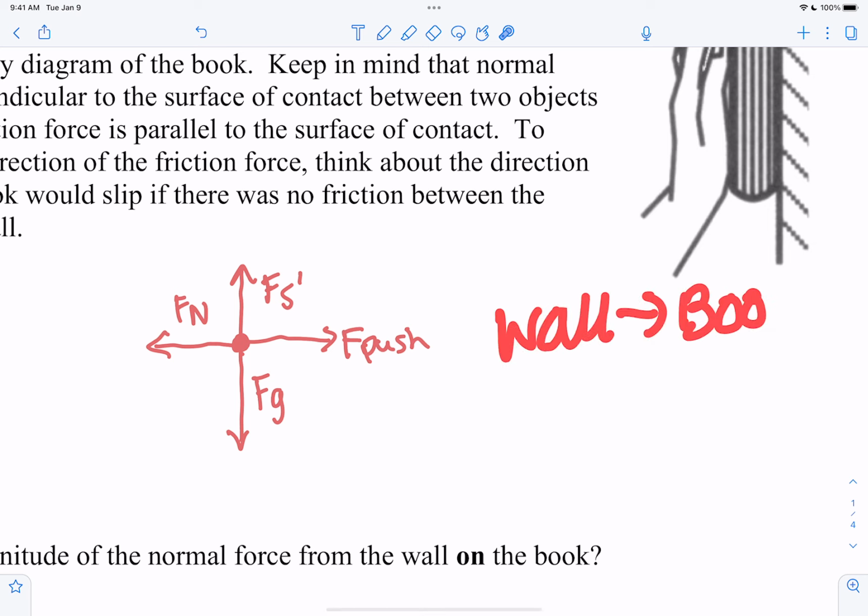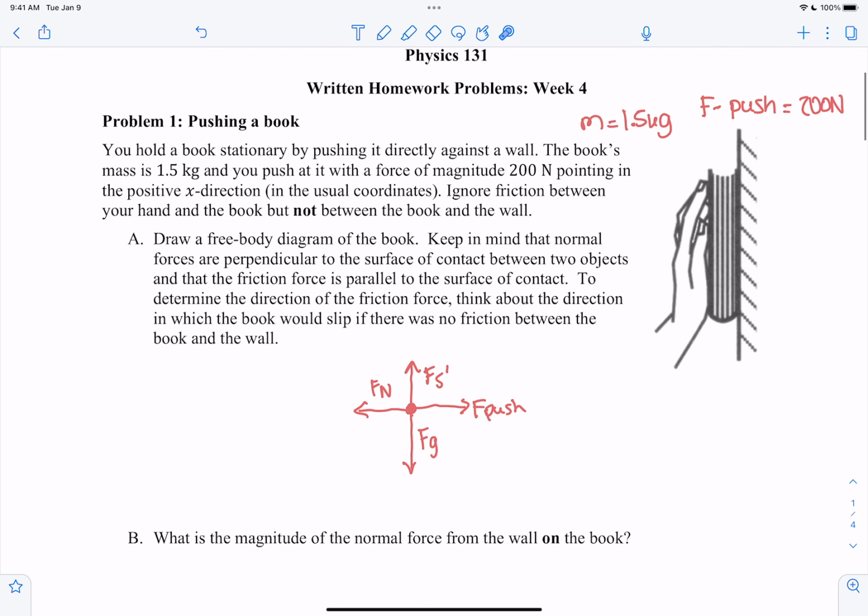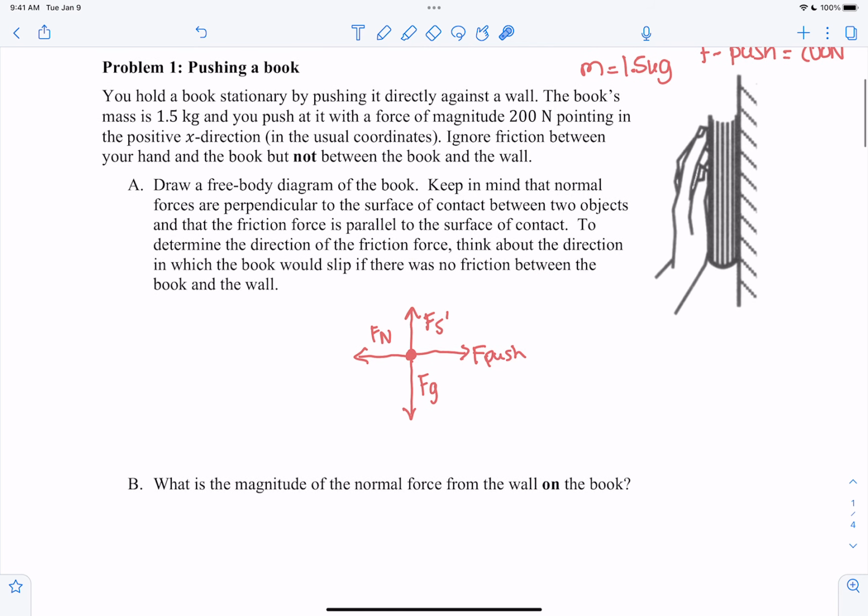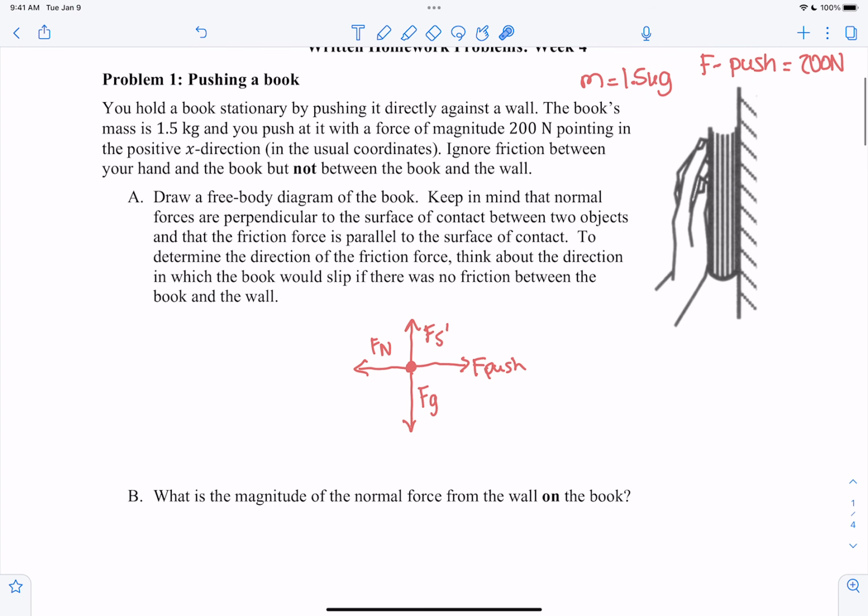So those would be your superscripts if they were to ask you for them, but I don't think they are indicating that you need to use them. So this would be your free body diagram for part A. Yeah, I can explain again why the static friction force is upward. They said here, determine the direction of the friction force, the direction in which the book would slip if there was no friction.